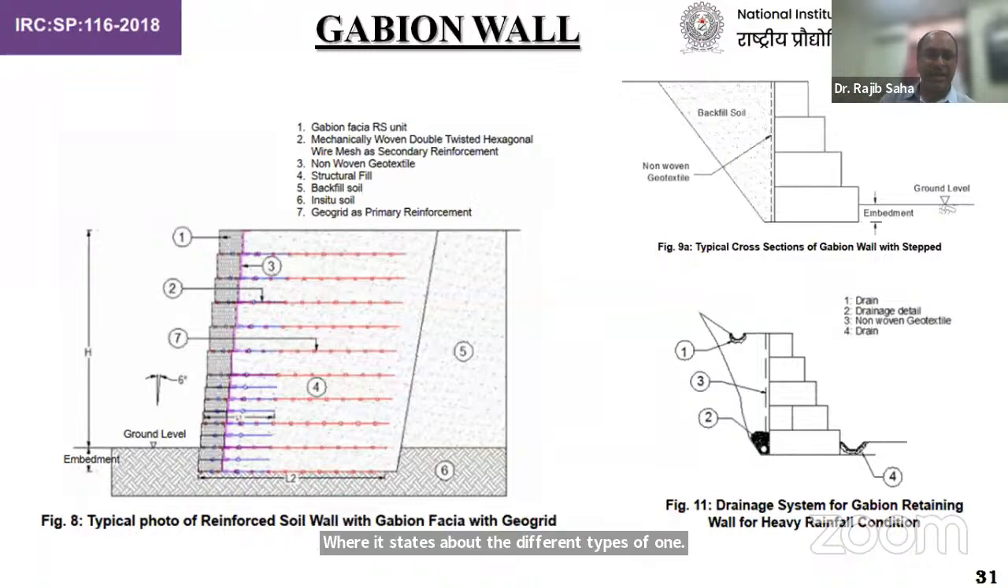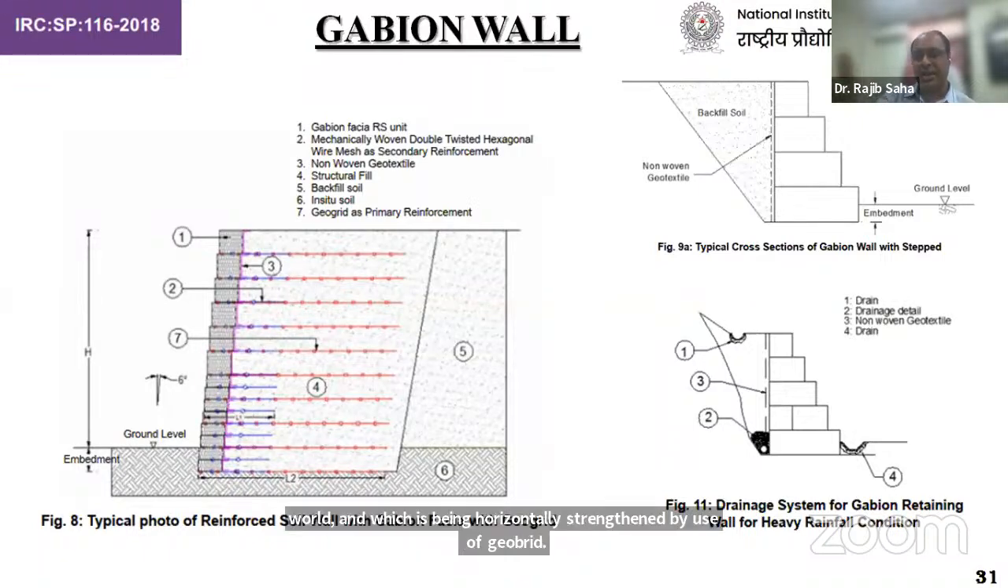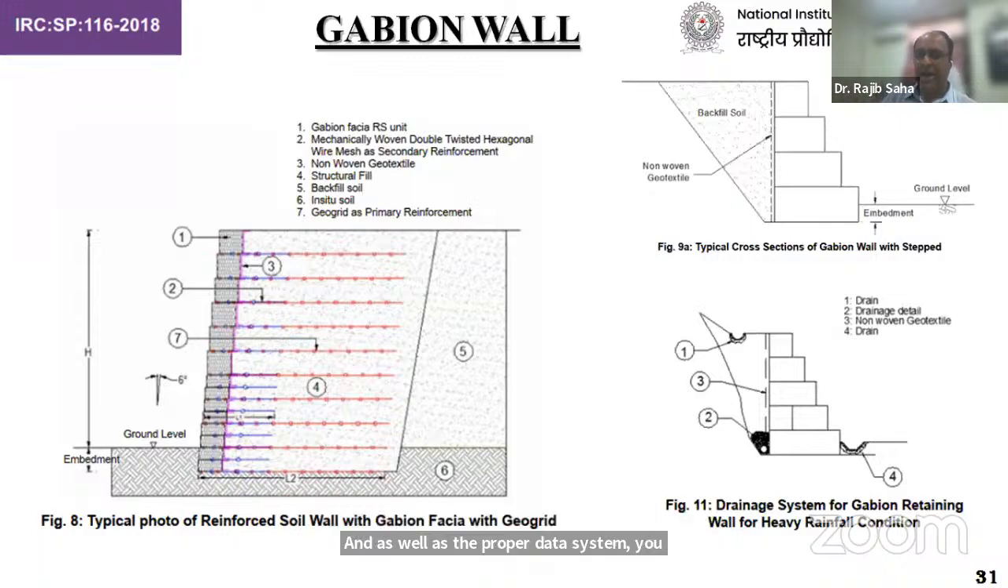The point is that in this particular slide, you can see this is a Gabion fascia. The fascia is made up of the Gabion wall, which is horizontally strengthened by the use of geogrid. Now in Gabion walls, you can see the use of non-woven geotextile on the right side, and you can also provide a proper drainage system. The design concept is the traditional one, we are considering it as a gravity retaining wall, and that design is being considered.